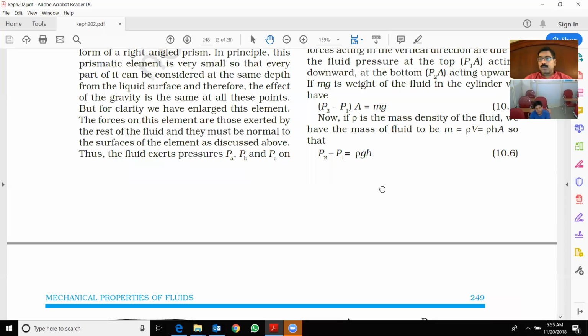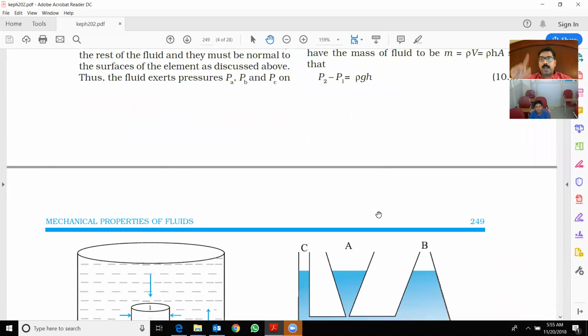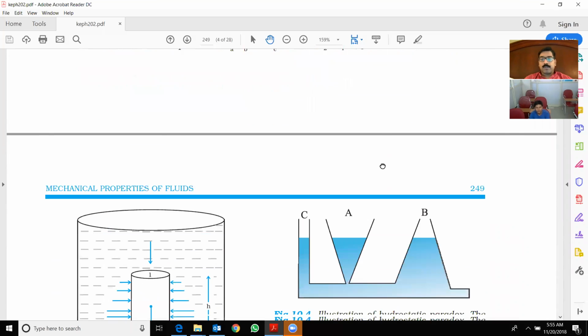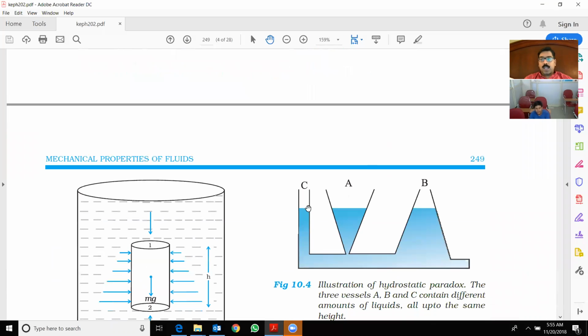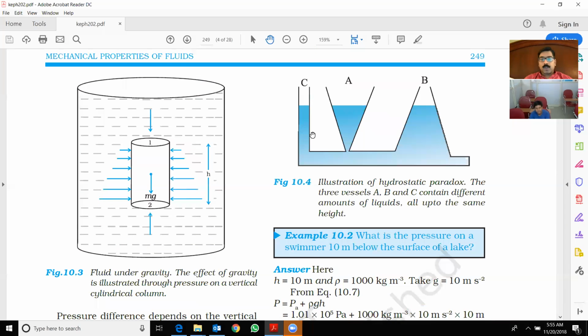It has no relationship with the cross-section area or shape. Only the column height of the fluid is important. That is why, whatever the shape may be, the liquid or fluid will rise to the same level.